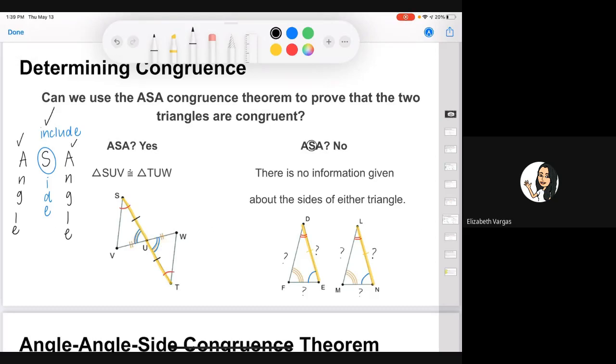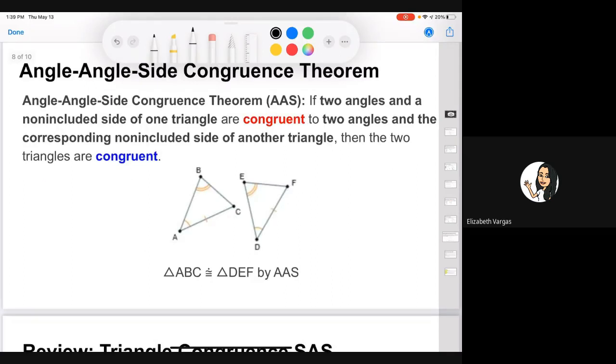Okay, last one. Angle, angle, side theorem. So you can use the angle angle side theorem to also prove that these two triangles are congruent. Angle, angle, side. So we want to prove that two angles are congruent. But now I have a side, but it's not in the center, right? The side's on the outside, and so this is not going to be an included side. This is just going to be any side.